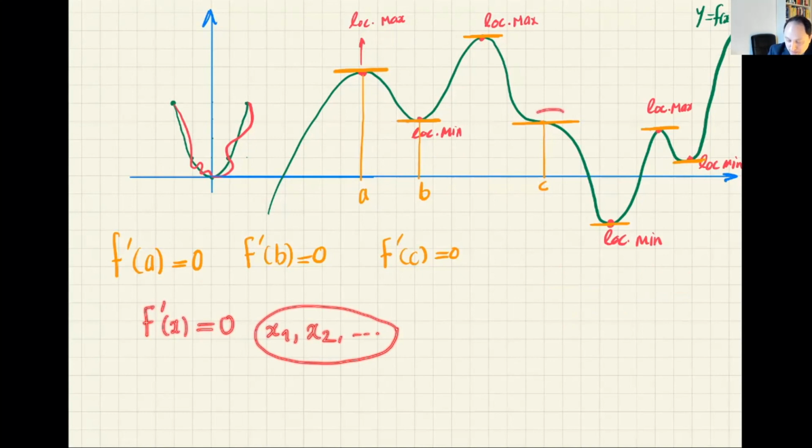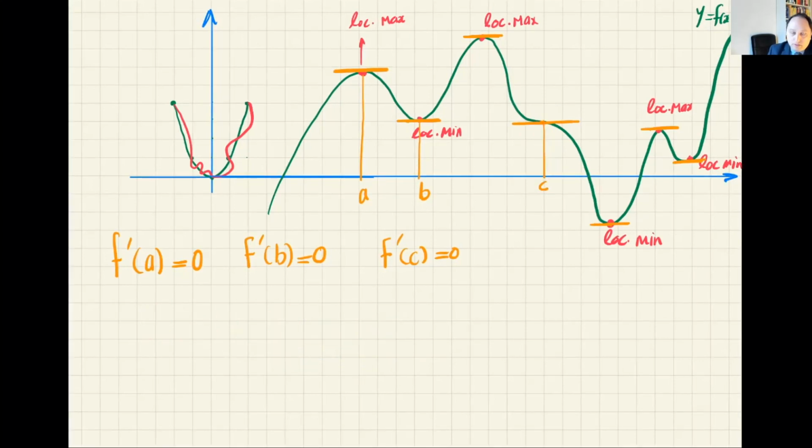It might happen that the graph of my function has a point like this, then C will appear in my list, but C does not correspond to a local extreme point. Okay? This is one problem in front of us. Another problem is that even if these numbers correspond to local extreme points, we don't know which one corresponds to a local minimum and which one corresponds to a local maximum. So is the problem clear?